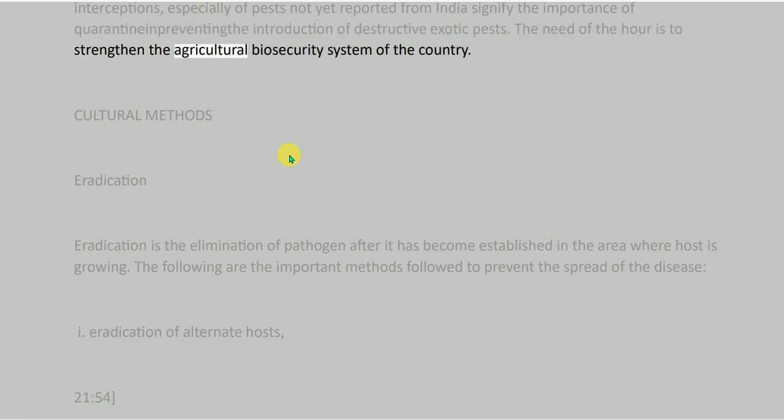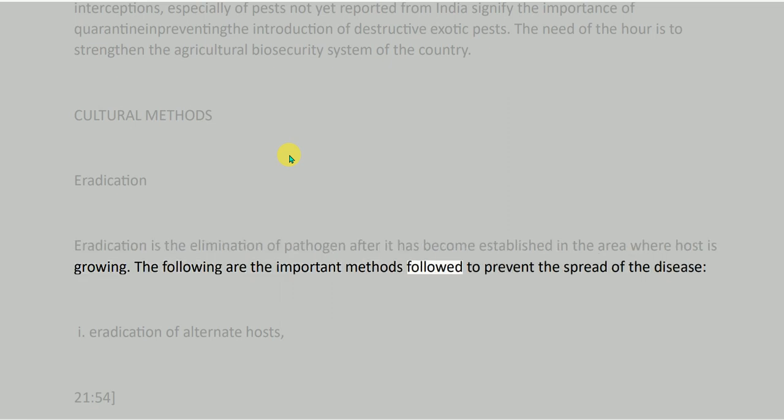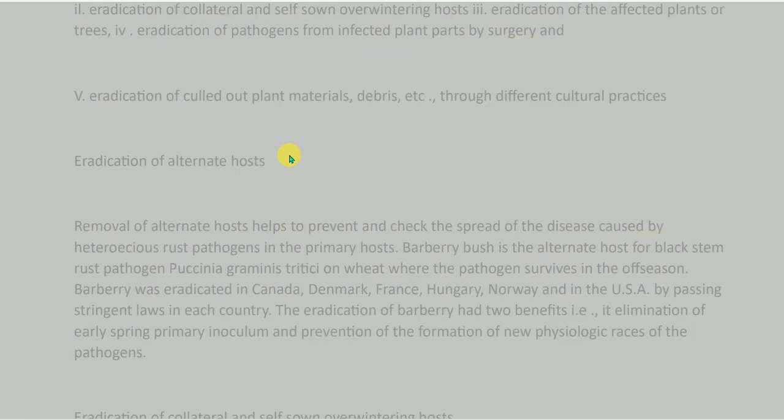Cultural methods. Eradication. Eradication is the elimination of pathogen after it has become established in the area where the host is growing. The following are the important methods followed to prevent the spread of the disease. 1. Eradication of alternate hosts. 2. Eradication of collateral and self-sown overwintering hosts. 3. Eradication of the affected plants or trees. 4. Eradication of pathogens from infected plant parts by surgery. 5. Eradication of culled out plant materials, debris, etc., through different cultural practices.